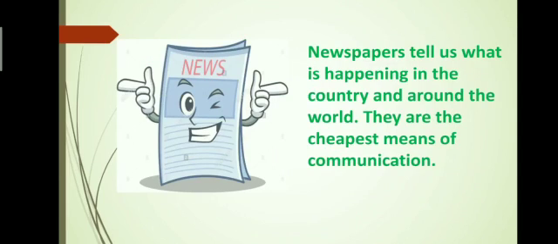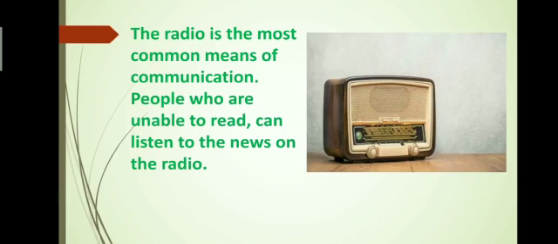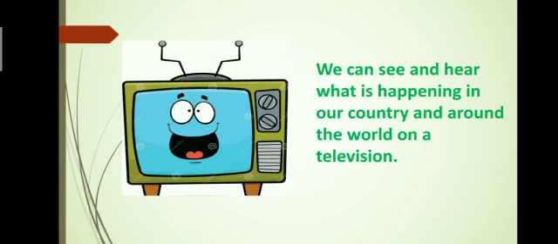Newspaper. Newspapers tell us what is happening in the country and around the world. And students, do you know, they are the cheapest means of communication. Radio. The radio is the most common means of communication. People who are unable to read can listen to the news on the radio. Television. Students, we can see and hear what is happening in our country and around the world on a television.